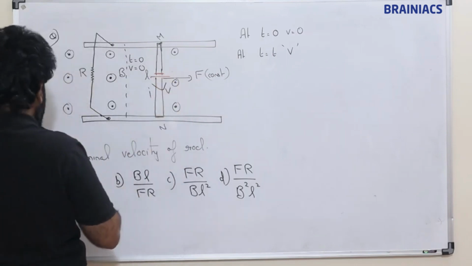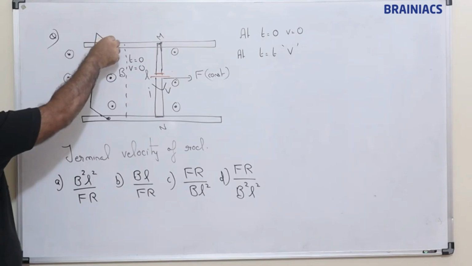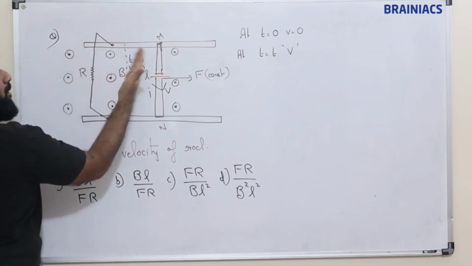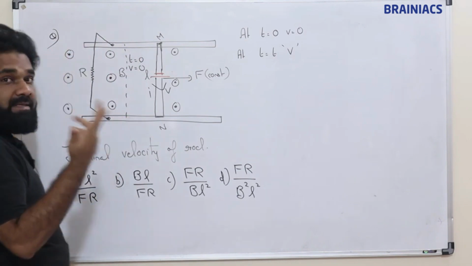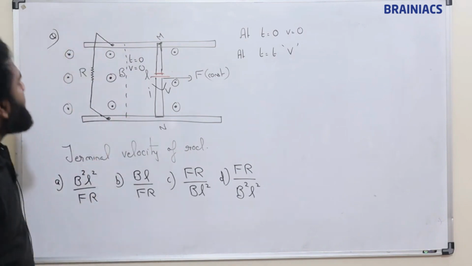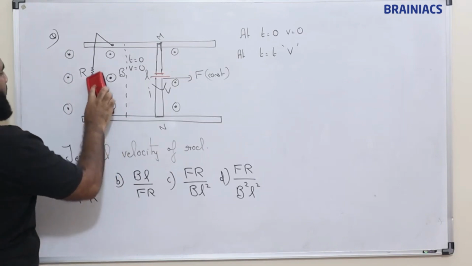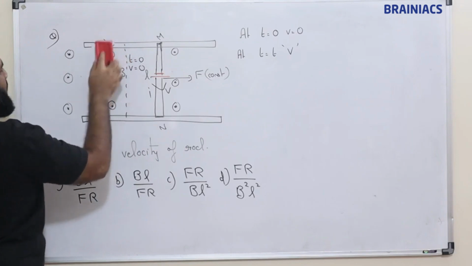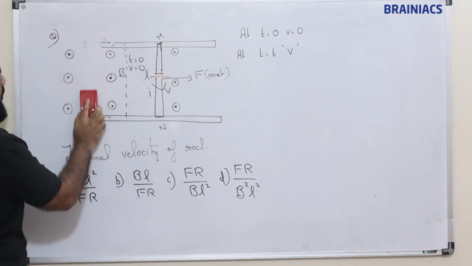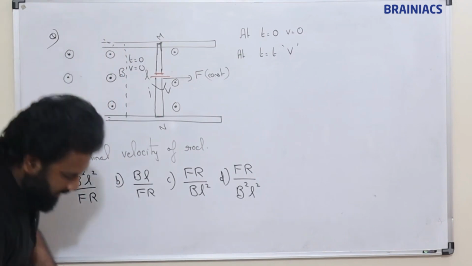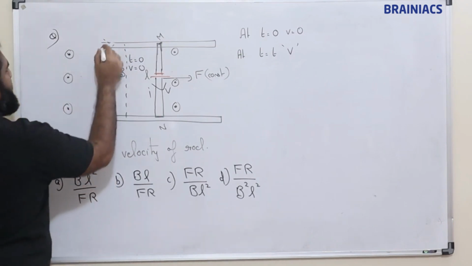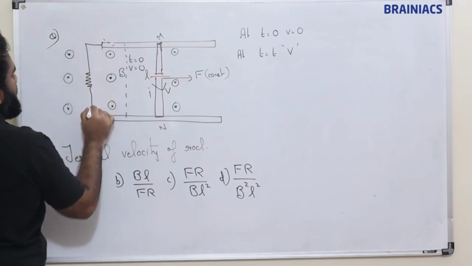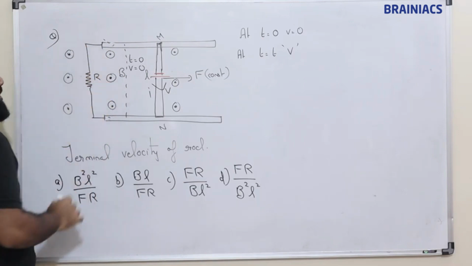moving in this direction. Now this resistance is kept like this. Even if it is like this, or even if it is like this, it doesn't matter, it will not affect us. So I will just draw this in a normal form, because it is not going to make any difference here. Okay, so this is the resistance. Fine.